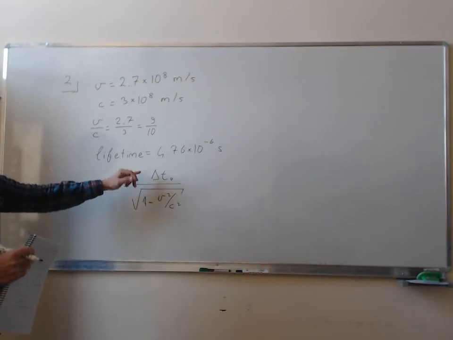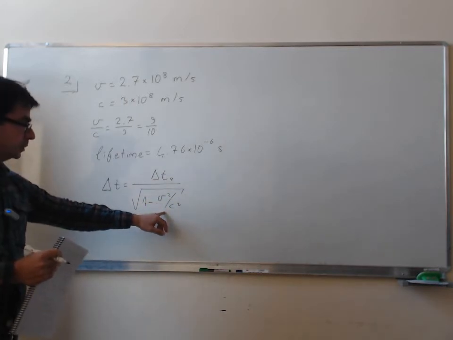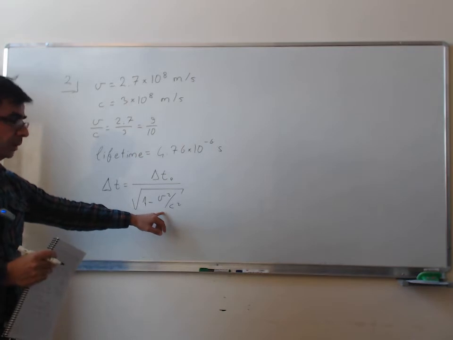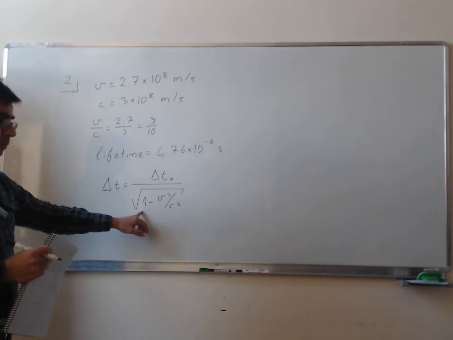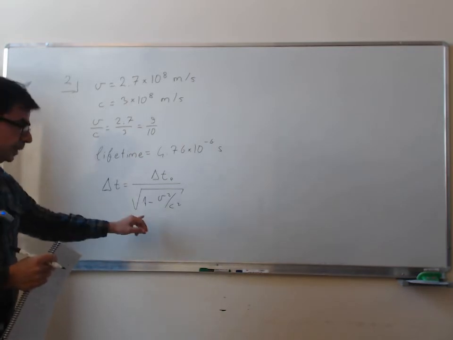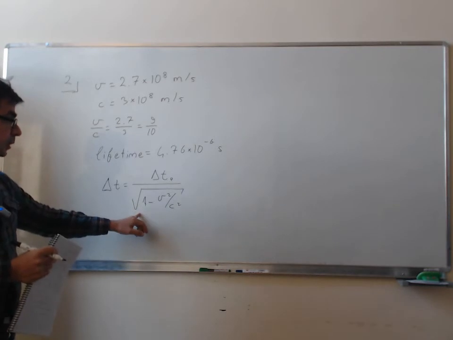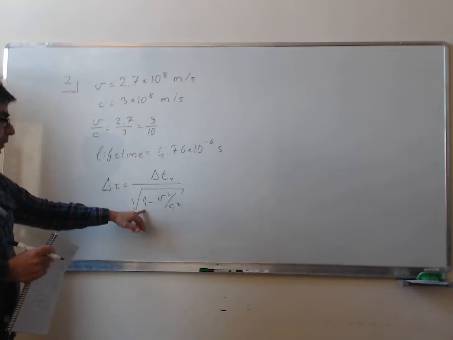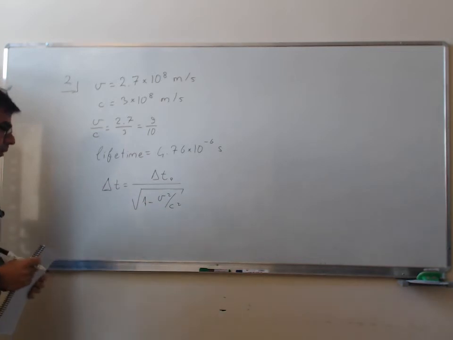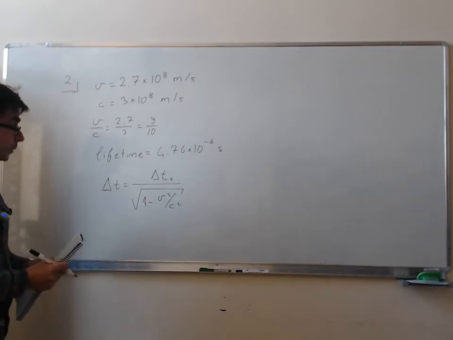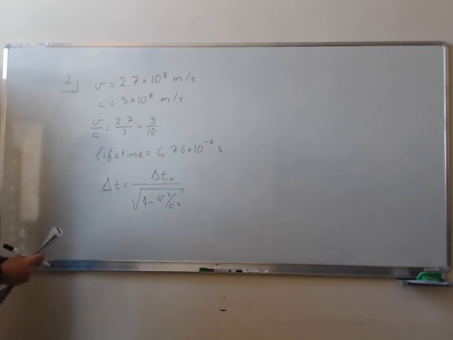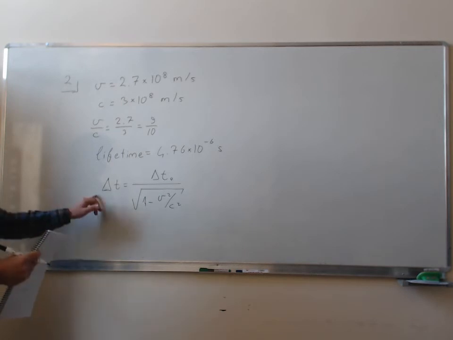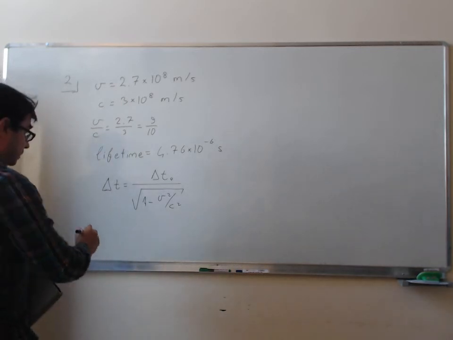Now, how do I know it's longer? Because this v squared over c squared is a number between 0 and 1. I subtract this off from 1, it's going to be between 0 and 1. Taking the square root still keeps it between 0 and 1. So when I take the reciprocal of this, moving it from denominator to numerator, it's going to be something larger than 1. So this delta t is going to be larger than delta t naught. And that is the observed lifetime, but what we are looking for is delta t naught.